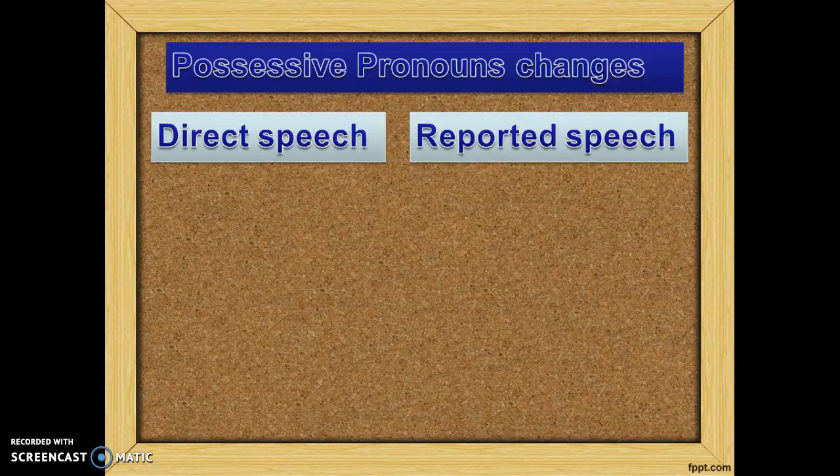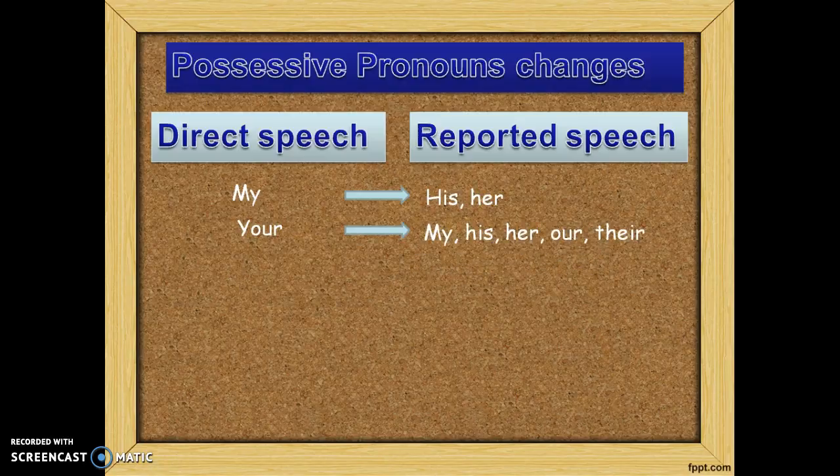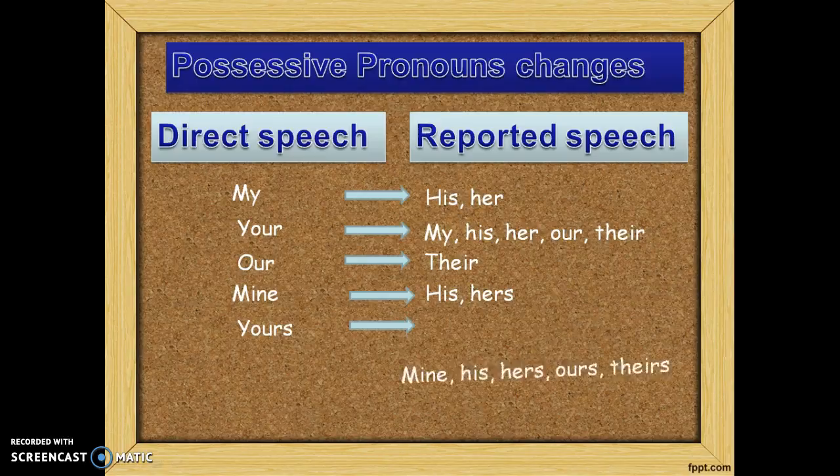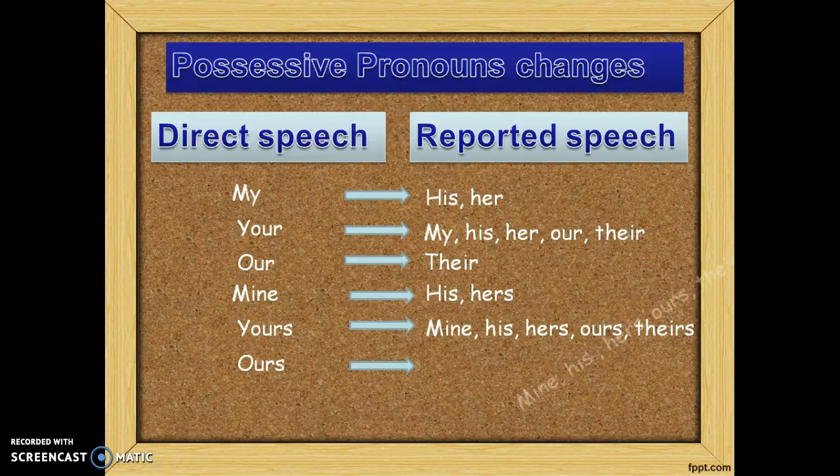Possessive: my into his or her; your into my, his, her, our, their; our into their. Mine, his, hers, yours, ours, theirs. Same thing here.